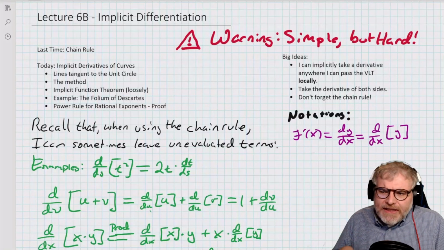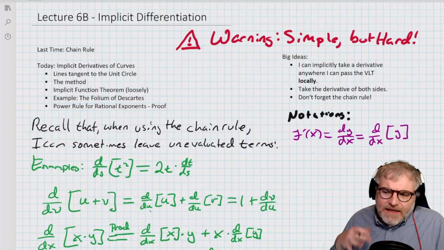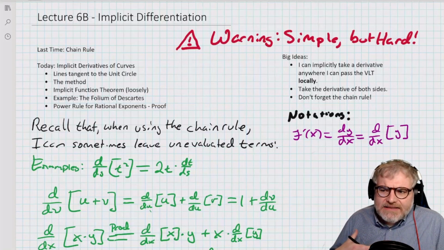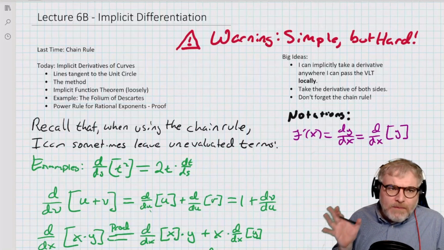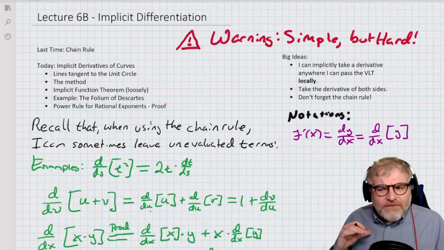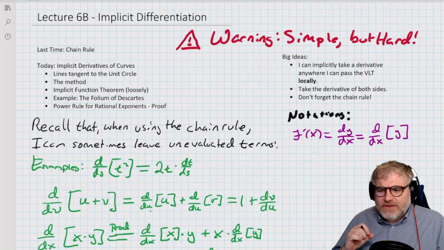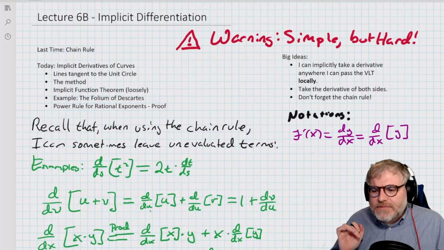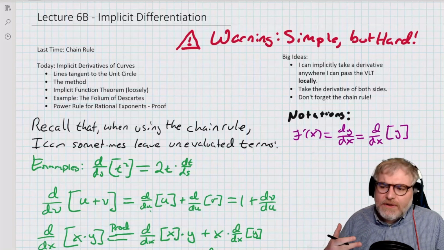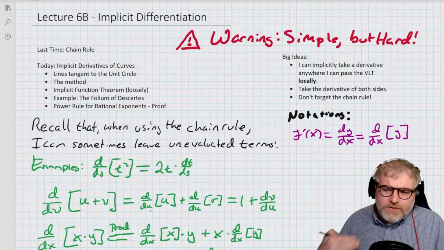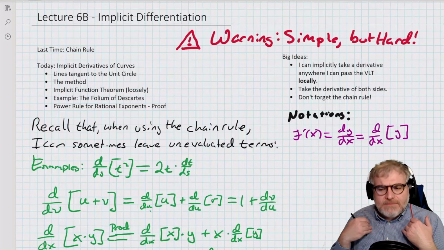Before we begin, though, let me give you a warning about implicit differentiation. It's one of those things that is simple but hard. So some people will find it easy. Others are going to find it unsettling in a certain sense, and that's okay. So just read through it again, work through it again, work through some more problems. If you find this difficult, come see me during office hours.